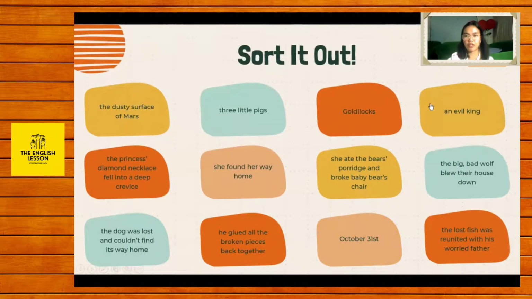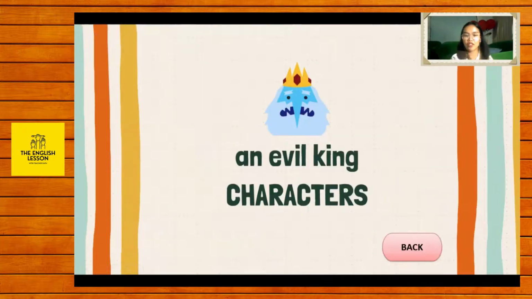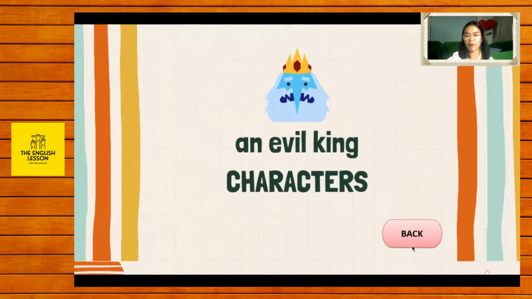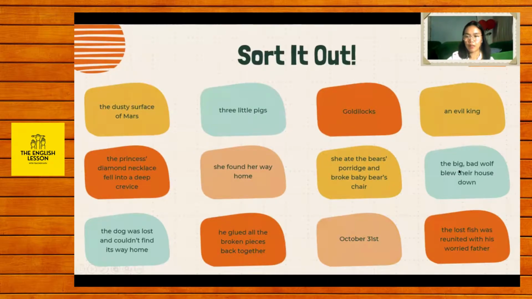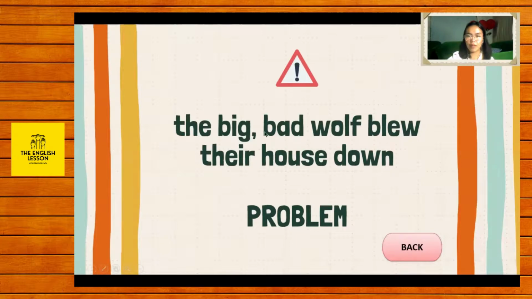An evil king is the next one here. So an evil king, what do you think is the answer to this? Yes, you're right. He is under the characters, of course. The big bad wolf blew their house down. So what do you think? Where does it go? The big bad wolf blew their house down is under the problem. So yes, very good.